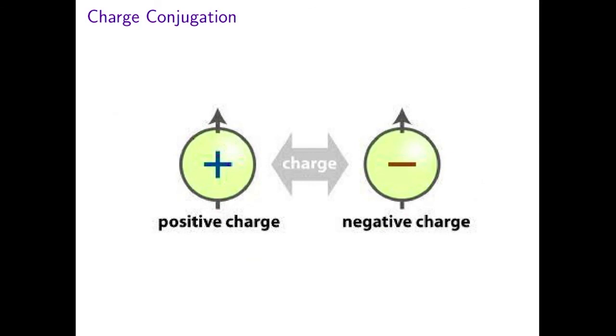So what does charge conjugation do? It essentially changes our quantum numbers such as charge, strangeness, beauty, and all of those quantum numbers. Essentially, what it does is it gives us the antiparticle, right?